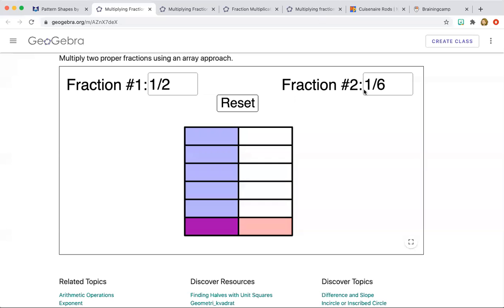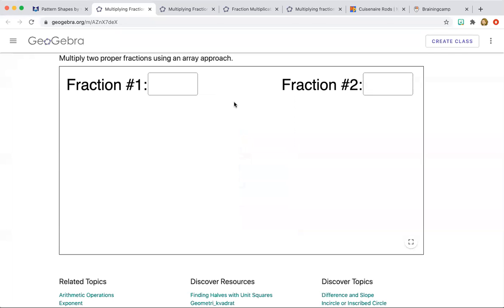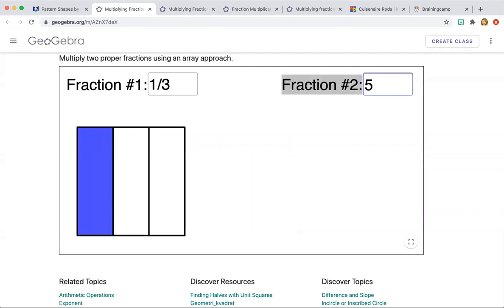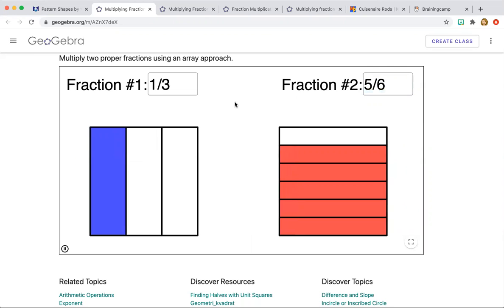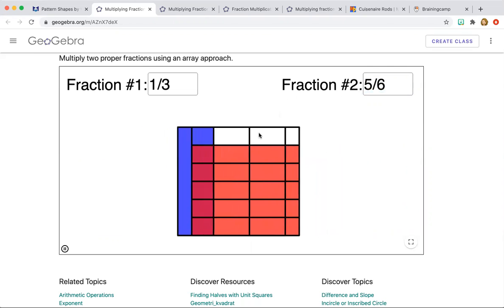So we can reset, and maybe we want to think about 1/2 of maybe 5/6, right? What's going to happen here? What do you think is going to happen? And think about how this is going to help to develop that algorithm, right? You multiply the numerators, multiply the denominators. How do we see that happening here? If we hit go, right, they're going to mash together.